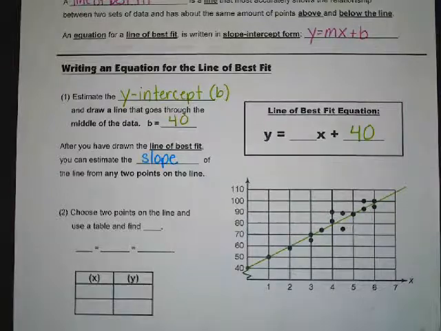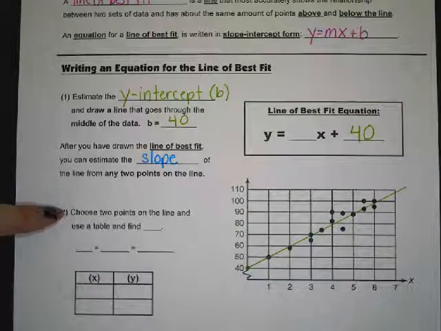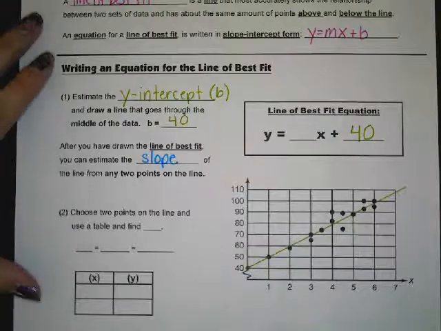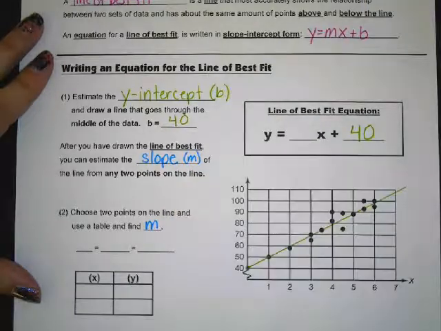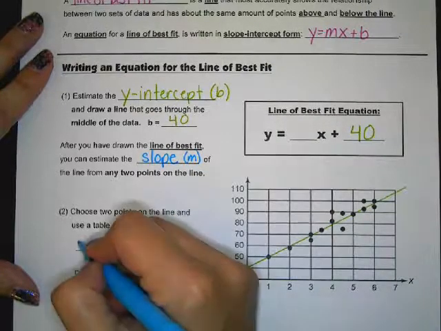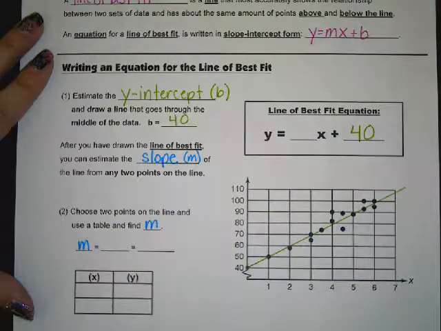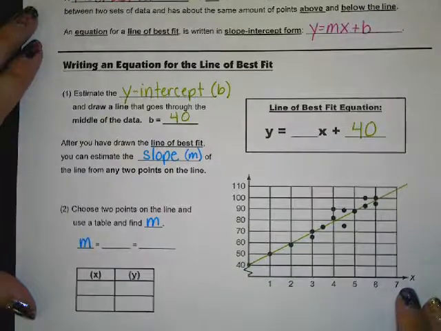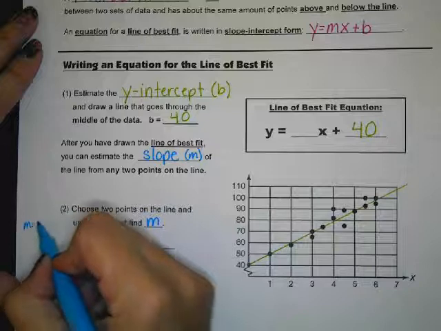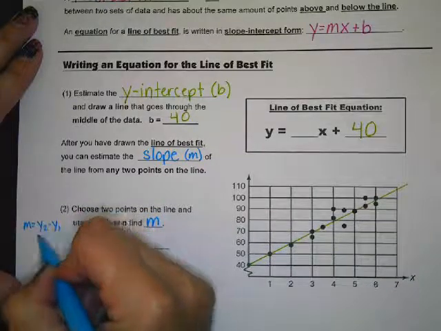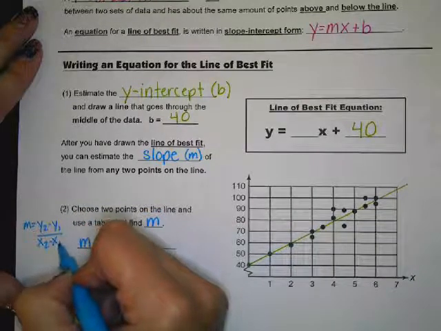So we're going to choose 2 points on the line and use a table to find m, because remember, slope is the same thing as m here. Okay, so m is going to be, here's something new that we haven't done before. We know that we're doing the y2 minus y1 over x2 minus x1 like we did before.